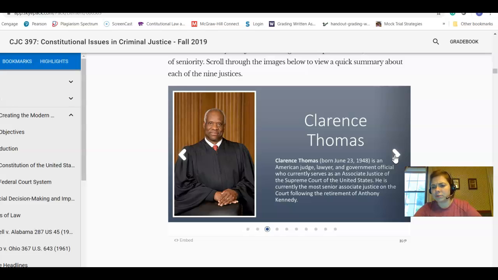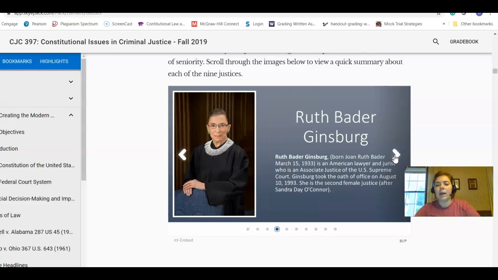He had a controversial appointment to the Supreme Court because someone did come out and accuse him of some sexual harassment. He was ultimately confirmed to the court. After that, there is Ruth Bader Ginsburg. She is the 2nd female Supreme Court justice in the history of the United States Supreme Court. Some of you may have heard of her by the nickname RBG. She's a very outspoken advocate of ending sexism.